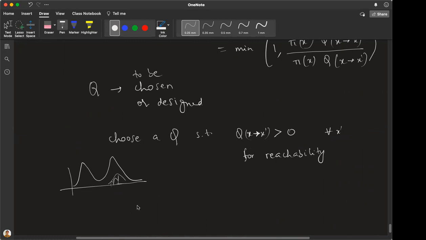Now how this Q should be chosen. Let us say you want to cover this whole region, and if your Q is very narrow, then it turns out that it will take a long time to spread across the whole area. It takes too long.